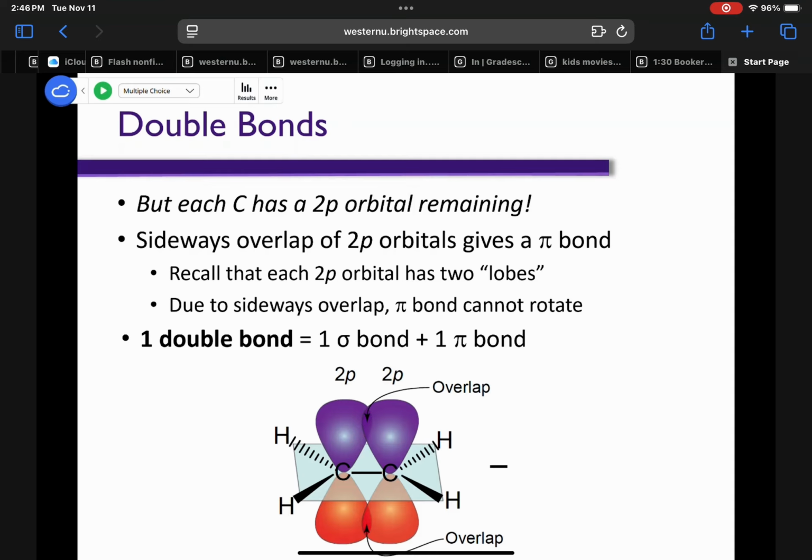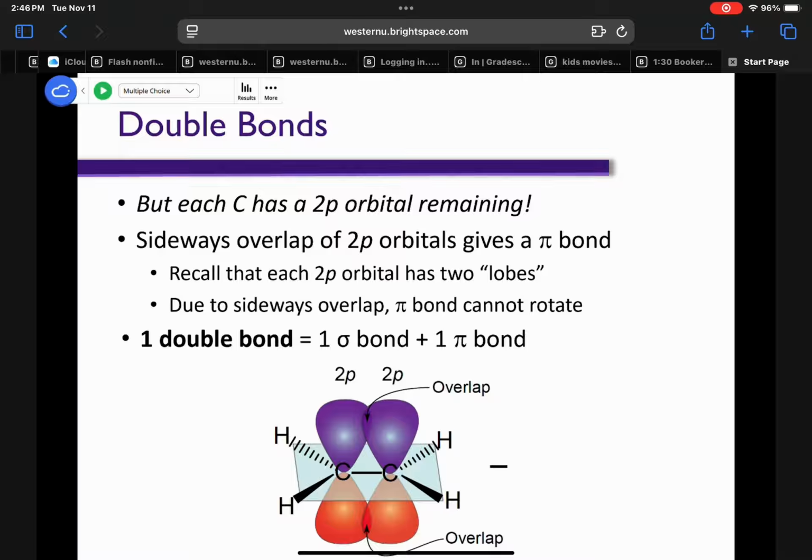The pi is not a direct overlap. If I was trying to do a direct overlap like the sigma, if my finger is pointing to the nuclei right here, I bring them together on axes, that's a sigma bond. But if I bring them side by side, this makes a pi bond. See how it's not overlapping between the axes? It's not overlapping on axes. It's a side by side overlap, and this makes a pi bond.